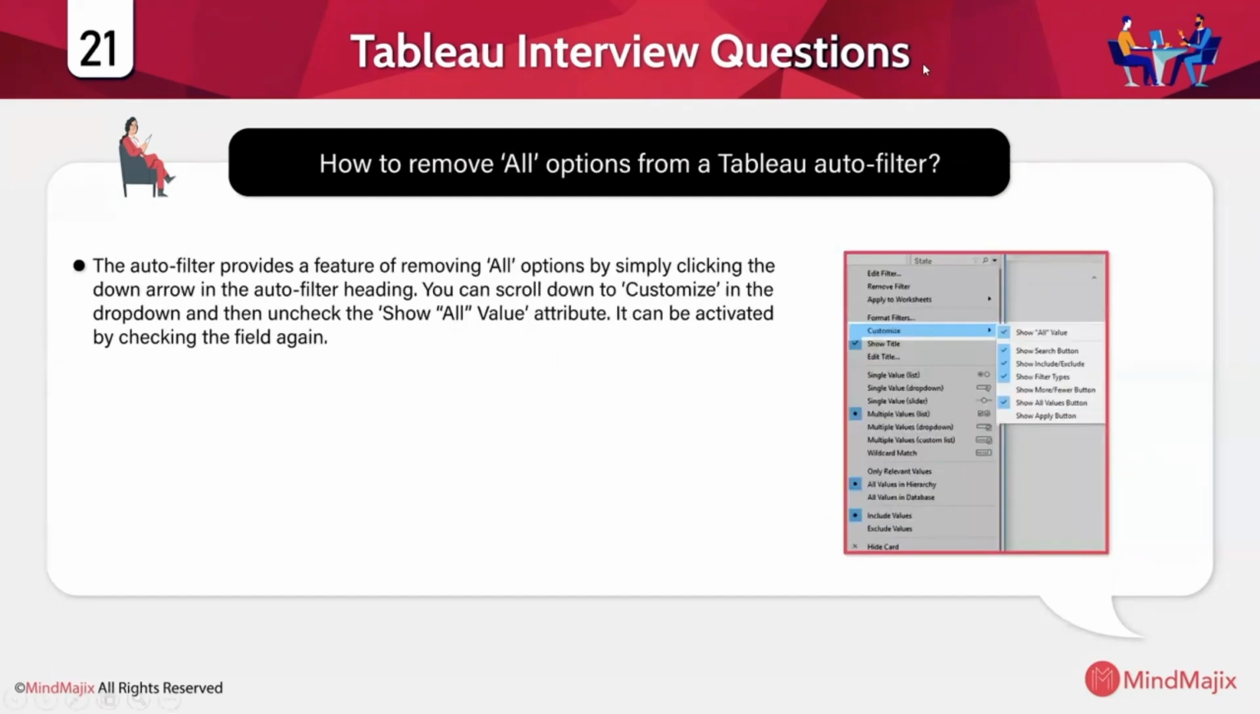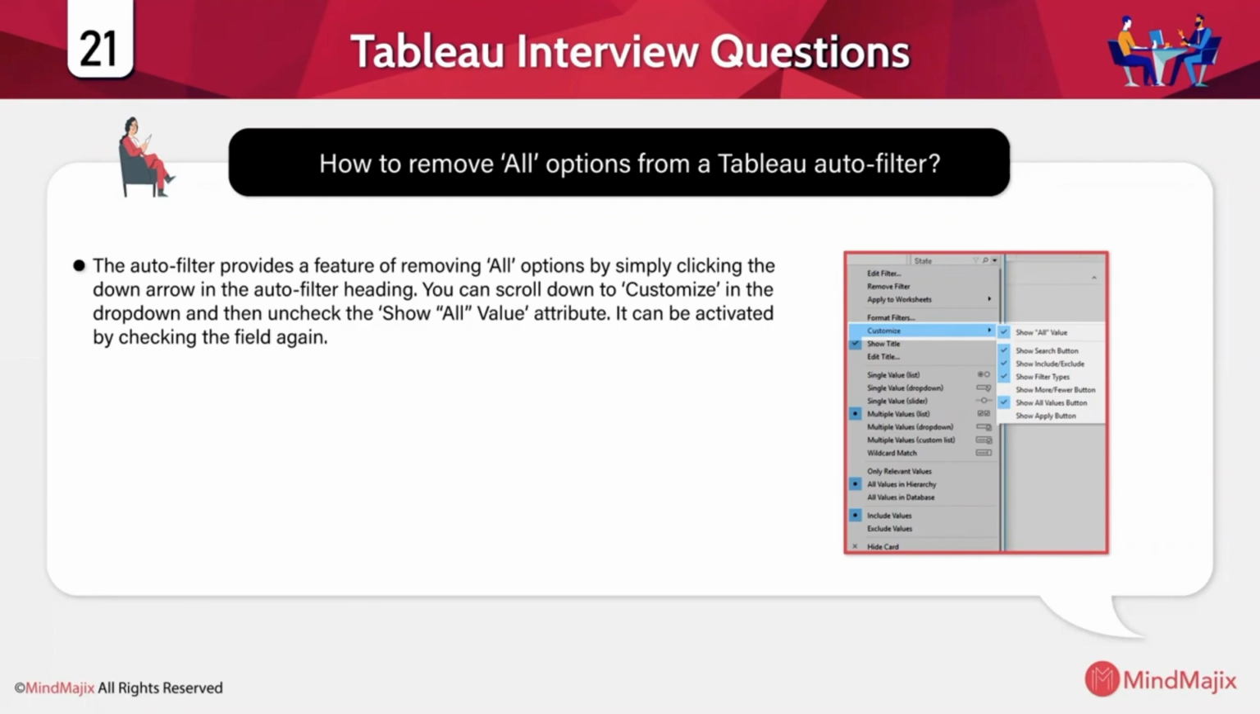Question number 21, how to remove all options from a Tableau auto filter. That is again based upon a practical question. You can also refer to these images or screenshots, whatever I can provide to show you here. So that's how you can get the idea of how to remove all the options.